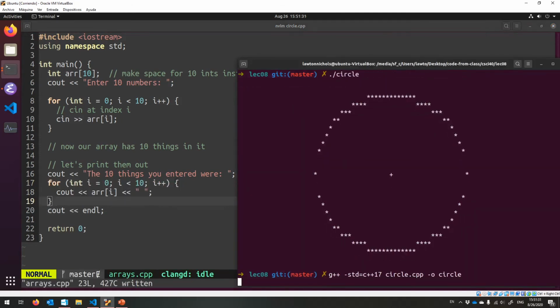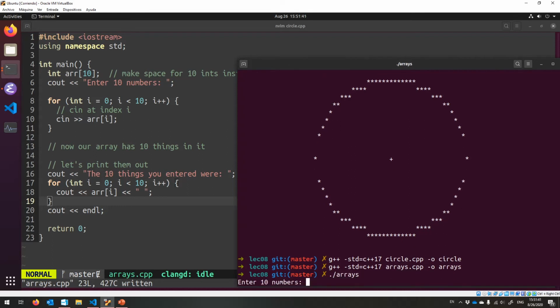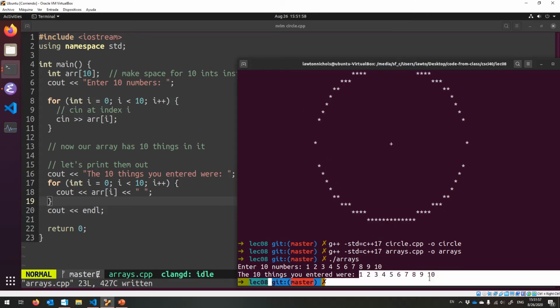And that'll be that. No, I don't want to do circle. Sorry. I want to do arrays. And oh man, I gotta type 10 numbers to the user. What shall I type? Well, how about, I don't know, 1, 2, 3, 4, 5, 6, 7, 8, 9, 10. Alright, and then it's, well, alright, the 10 things you typed were those.